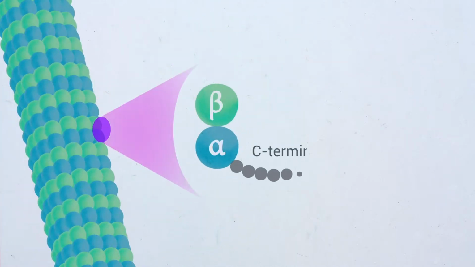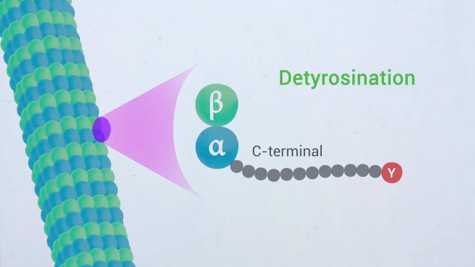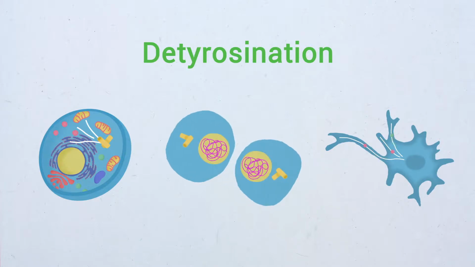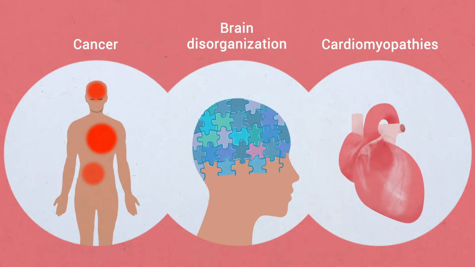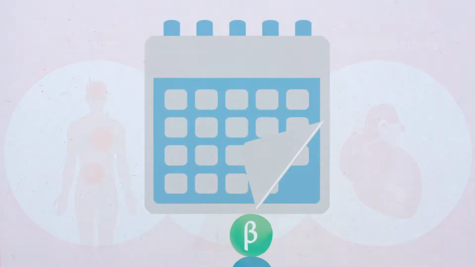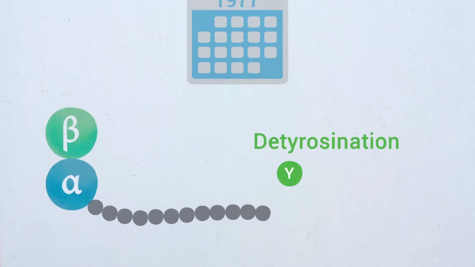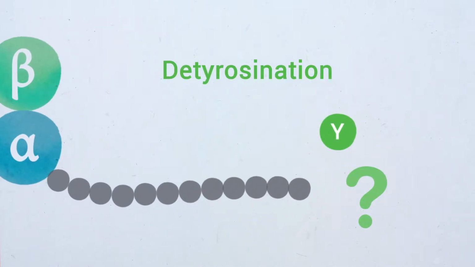Microtubules display multiple modifications, such as detyrosination, the removal of the C-terminal tyrosine from alpha tubulin. Detyrosination of tubulin is crucial to microtubule dynamics and functions, and its defect has been implicated in cancer, brain disorganization, and cardiomyopathies. Although the detyrosination reaction was first described 40 years ago, the identification of the tubulin tyrosine carboxypeptidase in charge of detyrosination remained unsuccessful.